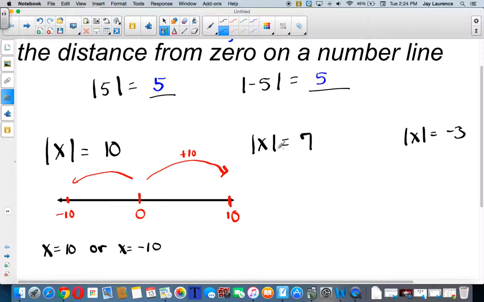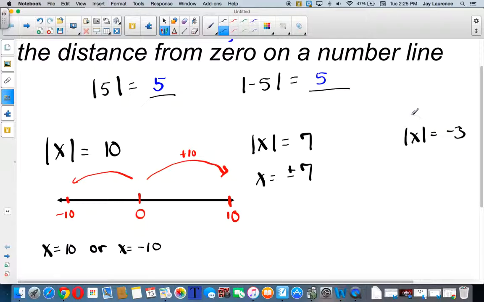Now some of you are really smart here. With the absolute value of x equals 7, you're going to go, hey, I know x is going to equal plus or minus 7. And you're going to be absolutely right, because there are two numbers, 7 spaces away from 0 on a number line, and they are 7 and -7, right?